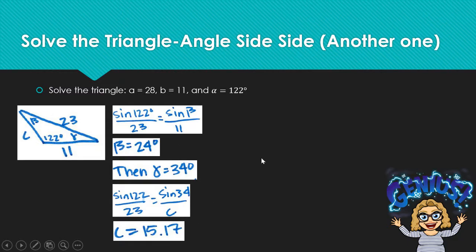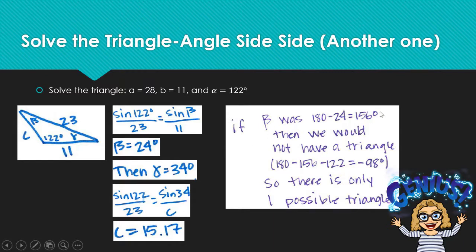So then to find my second triangle, I take 180 minus 24. That's 156. So beta would be 156. But since alpha is 122, that would be impossible, right? If alpha is 122, there is no way beta can be 156. So there's no second triangle. There's just one triangle possible there.